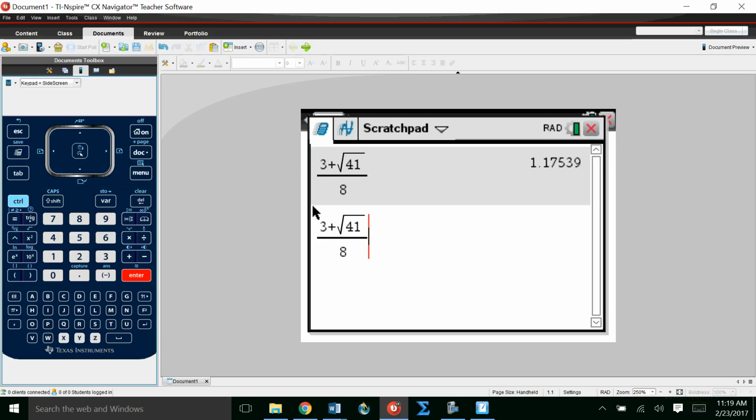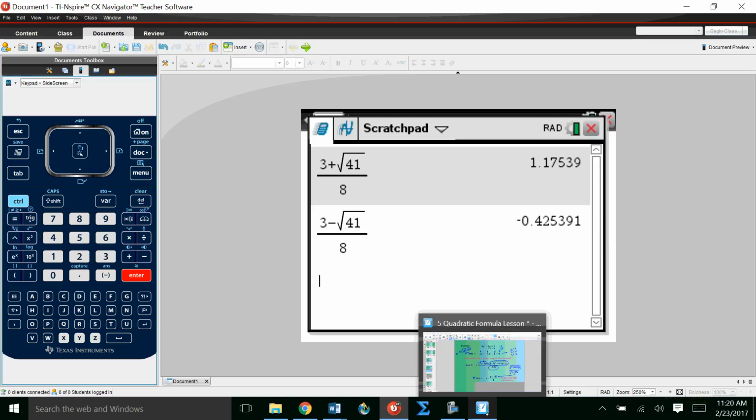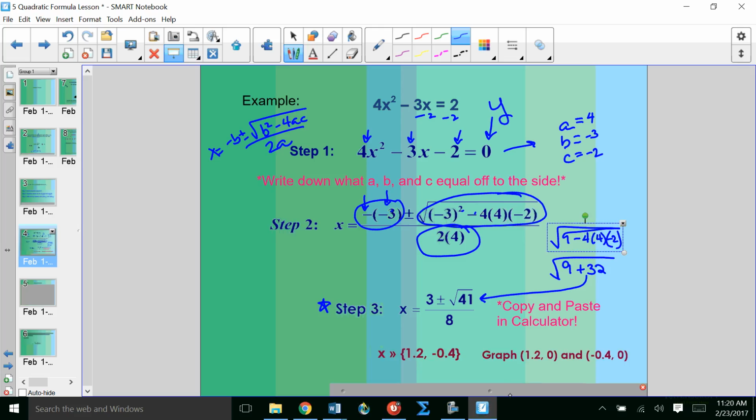Bring it down so you don't have to retype all of that, and then just arrow back into it and edit your plus sign to be a subtraction sign. Once you do that, hit enter, and you get your other root. So here we get our other root to be about negative 0.42 something. So these are approximately your two roots, which can be written as 1.20 and negative 0.40.